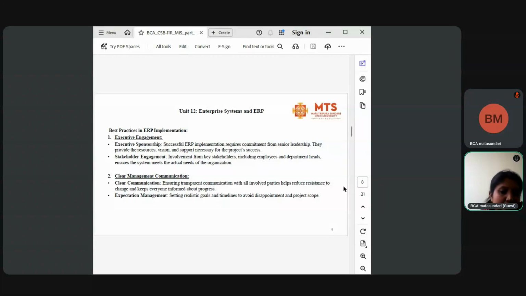And there is another, which is clear management communication. In clear communication, ensuring transparent communication with all involved parties helps reduce resistance to change and keeps everyone informed about progress. Okay, and expectation management, that is setting realistic goals and timelines to avoid disappointment and project scope creep. Okay, so these are the best practices in ERP implementation. So next slide.